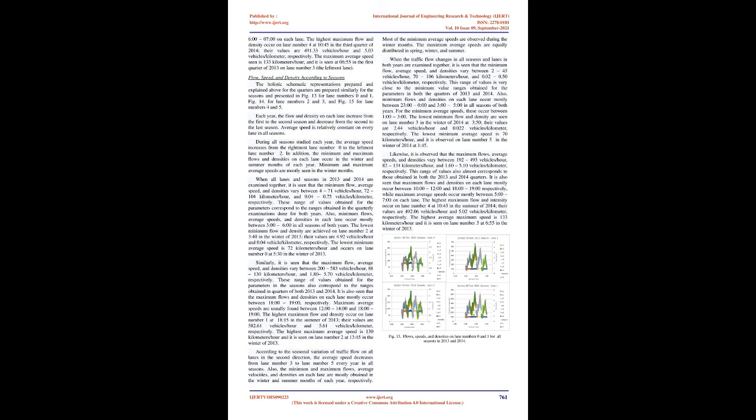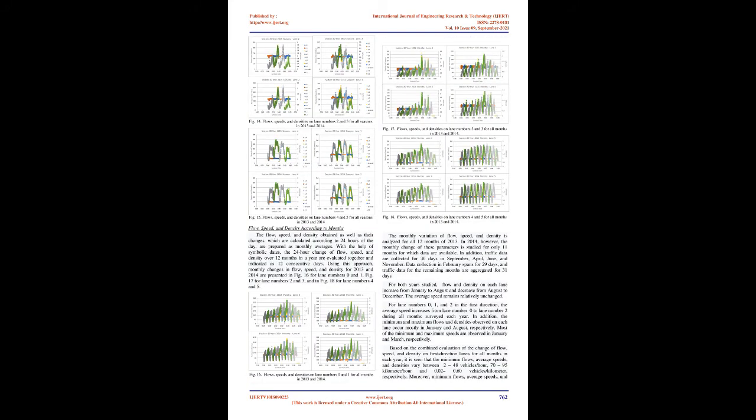Similarly, maximum flow, average speed, and densities are seen to vary between 232 and 700 vehicles/hour, 91 and 140 km/hour, and 2 and 7 vehicles/kilometer. In addition, most of the maximum flows and densities on each lane occur between 1800 hours and 2100 hours. Maximum average speeds are seen between 3 o'clock and 4 o'clock, 8 o'clock and 10 o'clock, and 1600 hours and 2100 hours.